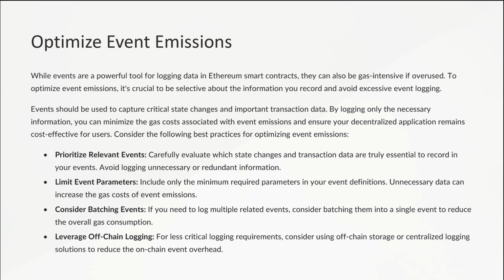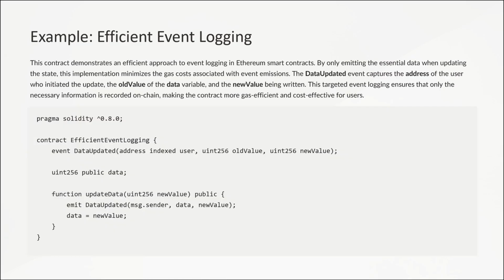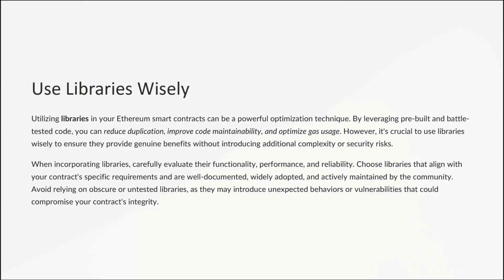For this, you should consider the following best practices. Prioritize relevant events, limit event parameters, consider batching events, and leverage off-chain logging. Here is an example code of efficient event logging. Here, targeted event logging ensures that only the necessary information is recorded on-chain, making the contract more gas efficient and cost-effective for users.